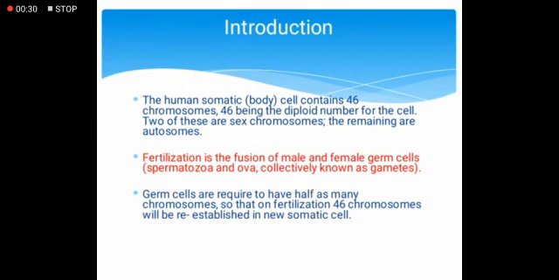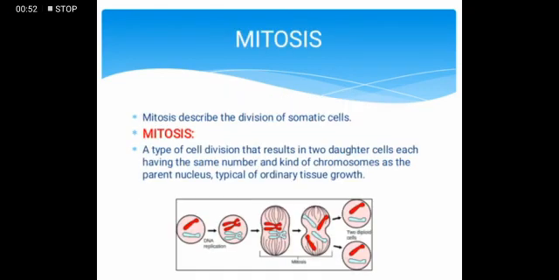Fertilization. It is a fusion of male and female germ cells to form a zygote, which commences the formation of an individual. Germ cells are required to have half as many chromosomes so that on fertilization, the original complement of 46 chromosomes will be re-established in new somatic cells. There are two types of division, mitosis and meiosis.